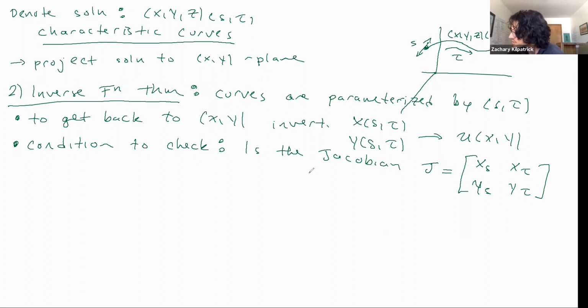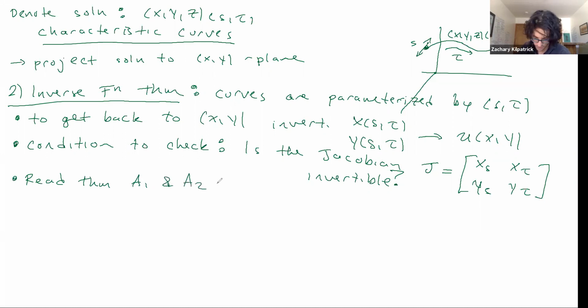So is this invertible? Okay, and so you can just plug in what you have for x and y, compute that, see if its determinant is non-zero or not, okay? And if you want to know more about how you get from the inverse function theorem to this condition, okay, you can read theorems A1 and A2 in the book, which is in the appendix.